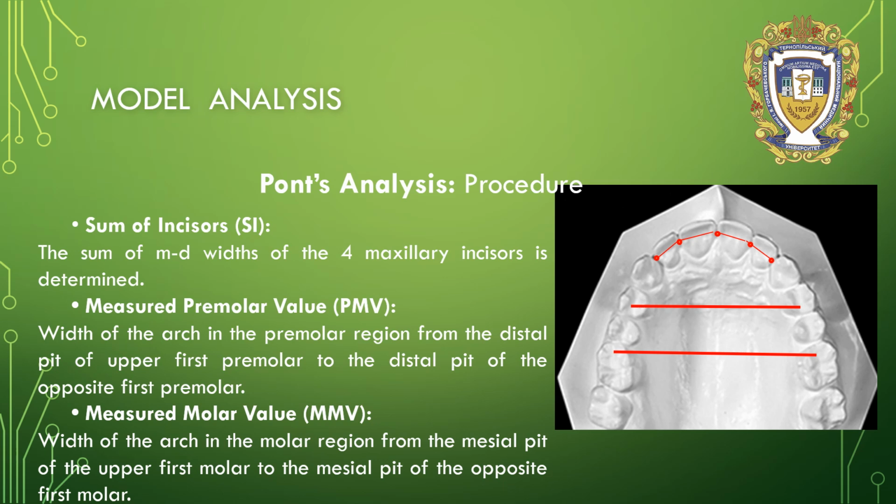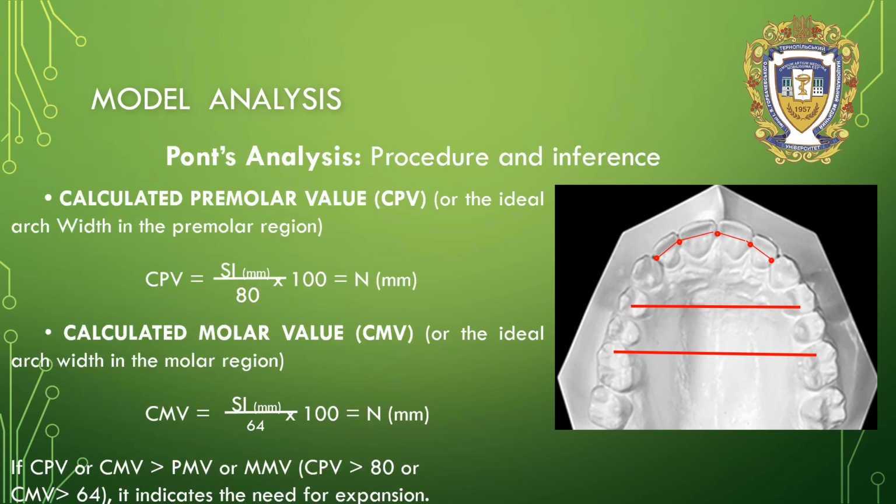And third step, measure the molar value, or MMV, the width of the arc in the molar region from the mesial pit of the upper first molar to the mesial pit of the opposite first molar. And then we can calculate the premolar value, or the ideal arc width in the premolar region.